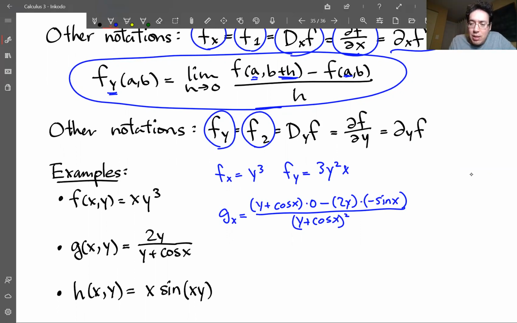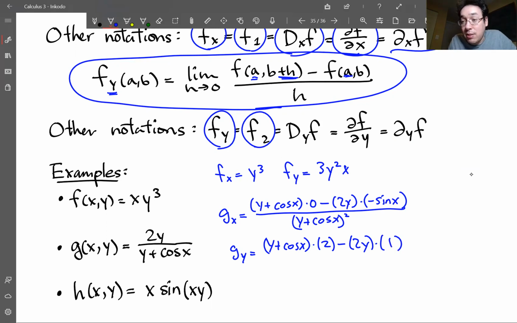Okay, I hope that made sense. Let's do derivative with respect to y. So the lower function times the derivative of the top. Now this time we're taking derivative with respect to y. So derivative of 2y is just 2, minus the top function times the derivative of the bottom function with respect to y. Derivative of y is just 1. And derivative of cosine of x is 0 because it does not depend on y. The derivative of a constant is 0.